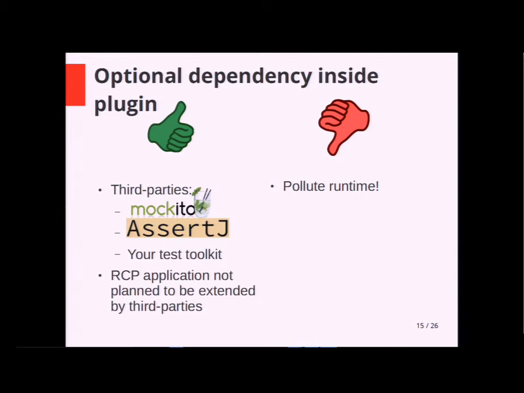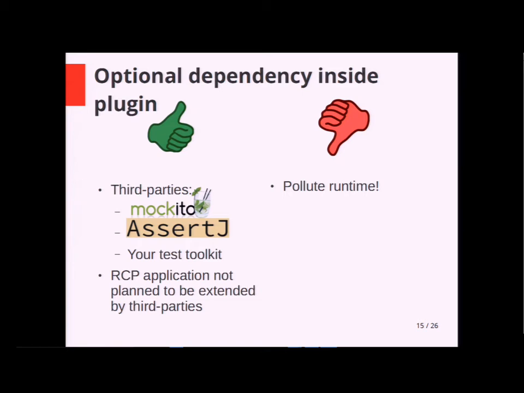So it's really more convenient to deal with third parties. With Mockito, you can add all your third-party dependencies easily like that. The downside is that you pollute your runtime. The require bundle with optional will be in the runtime plugin when you build it. So it pollutes the runtime, even if it works, even if you don't have the dependency.